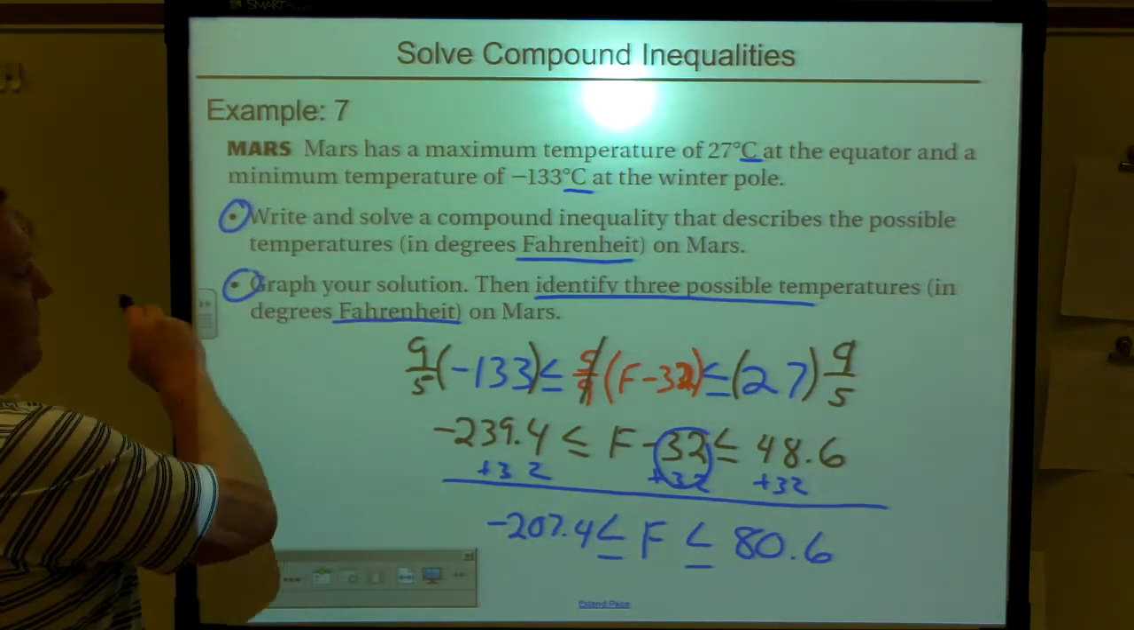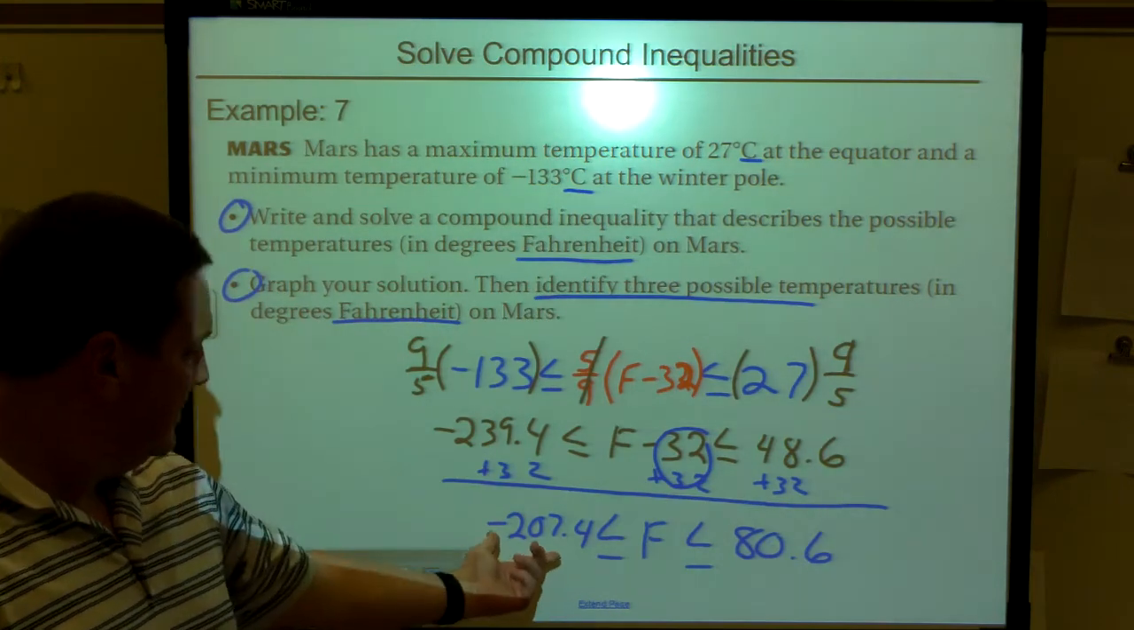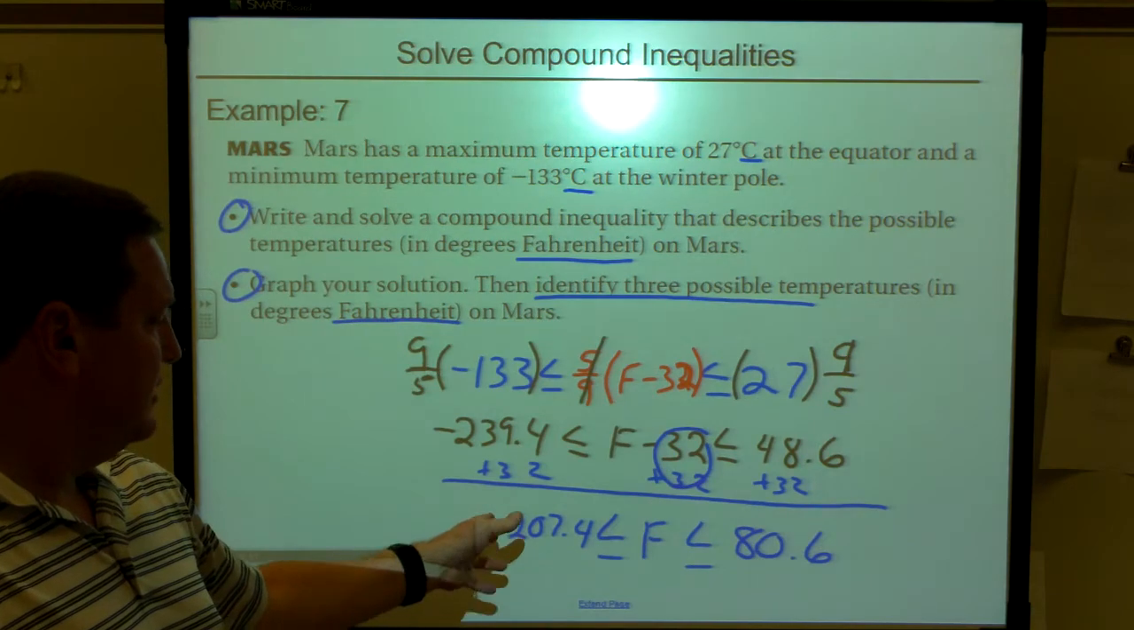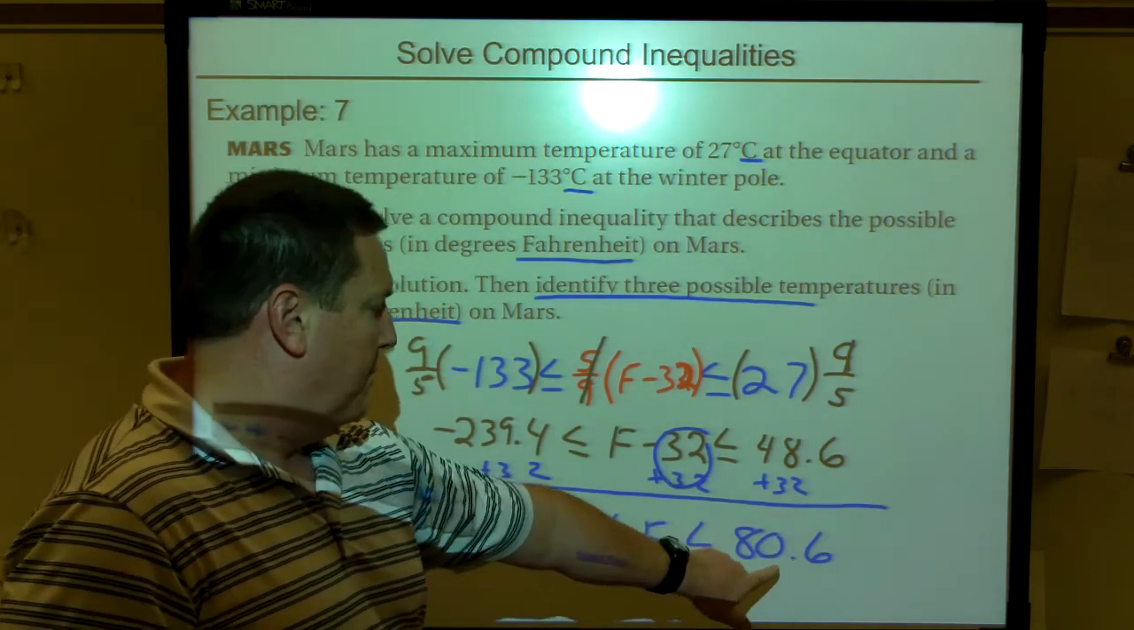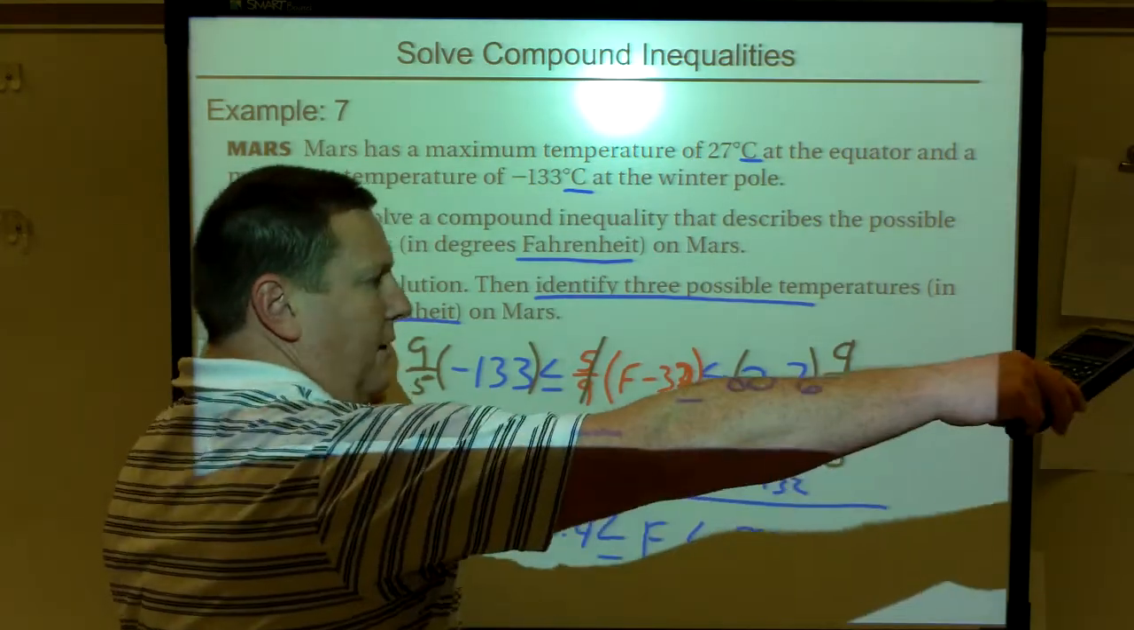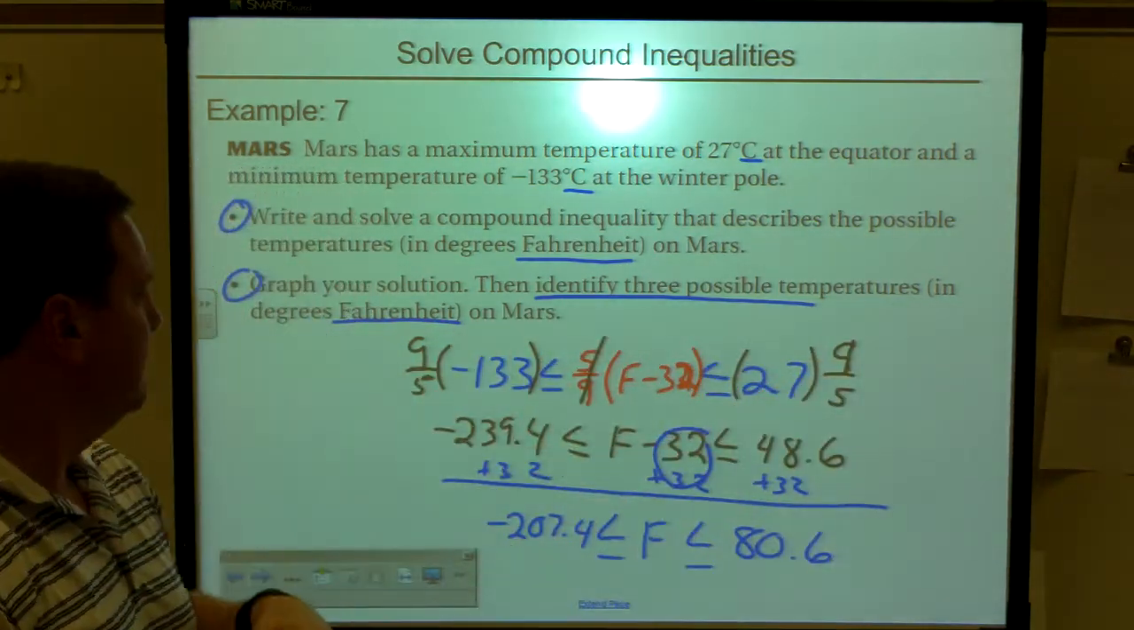The second part says graph. I'm not going to go ahead and graph that because this number is way too small. But you'd have a negative 207 with a solid dot over it, positive 80.6 on the far right with a solid dot. And since F is in between, you'd have a line connecting the two dots.